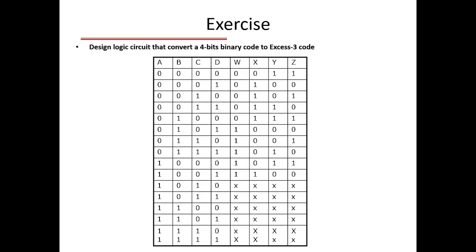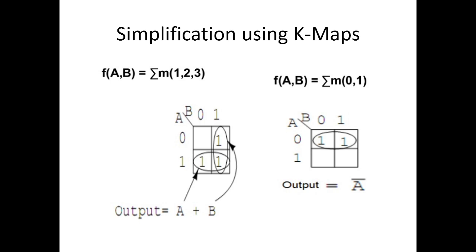The next exercise is, design a logic circuit that converts 4-bit binary code to XS3 code. The ABCD is the binary code, WXYZ is the XS3 code. So for this truth table we can draw the Karnaugh map for W, X, Y, Z. We can use a 4 variable Karnaugh map.